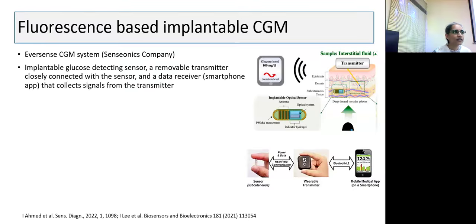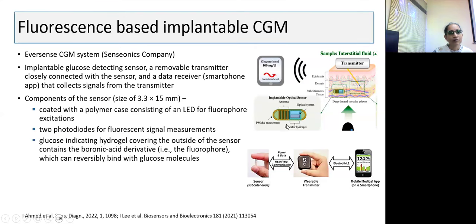We also have a different technology now that is known as fluorescence-based implantable CGMs, which contain an implantable detector. The detector is inserted into the subcutaneous tissue and senses glucose based on a polymer that is coated on the sensor, and that in turn excites the fluorophores, and the excitement is detected as a fluorescent signal measurement.